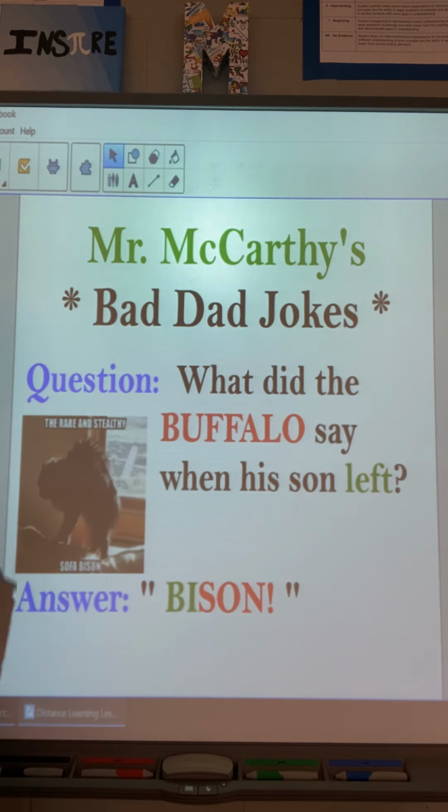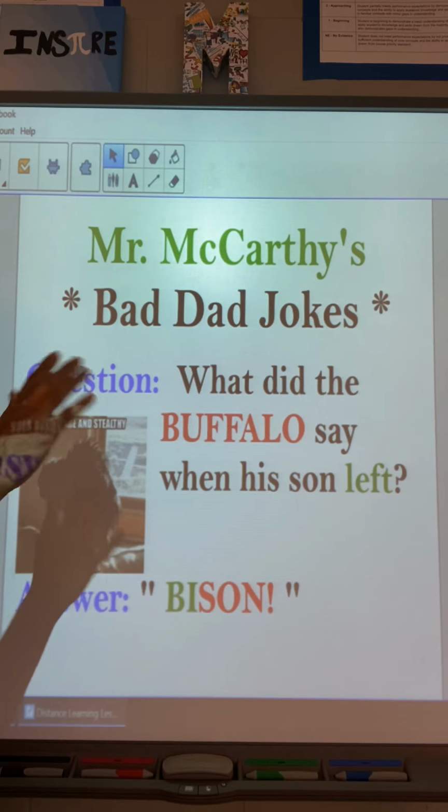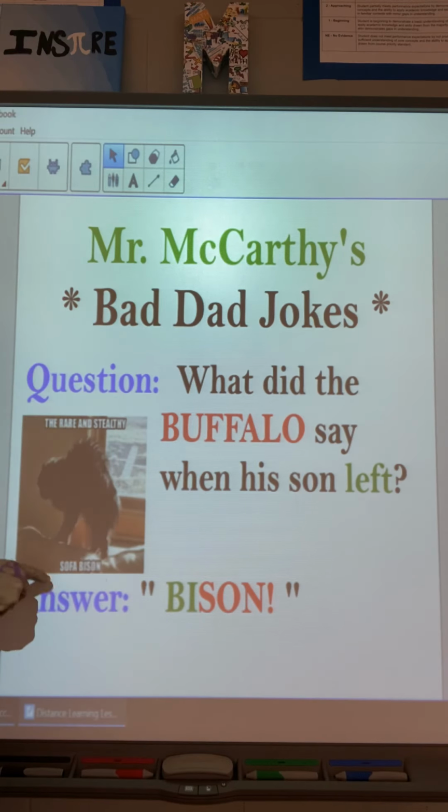Question: what did the buffalo say when his son left? Bye, son. Bison. And I like this one. This is the rare and stealthy sofa bison, which, for those of you who can't make that out, is a cat that's stretching with its hair standing on edge, and it looks like a bison. We have that cat at our house that does that. Kind of funny. Okay, here we go.